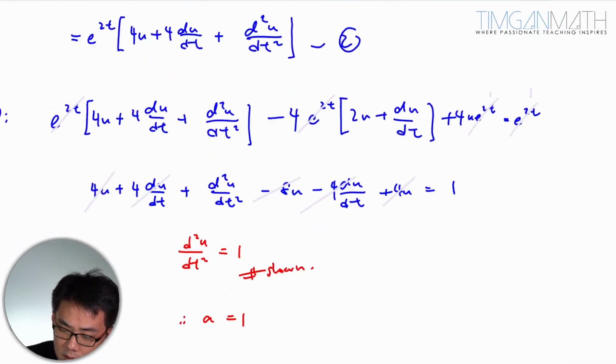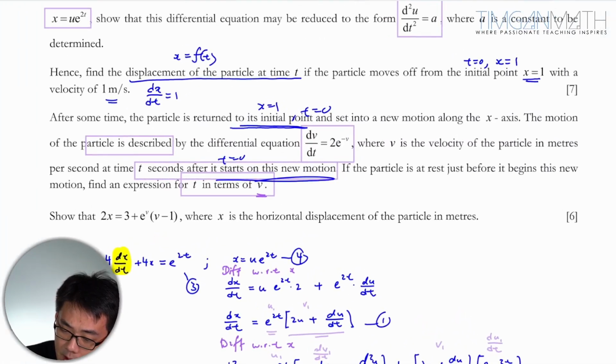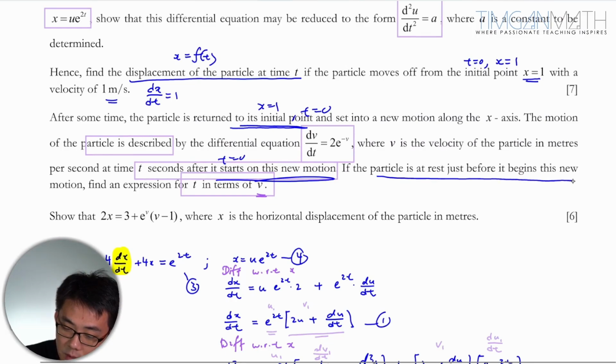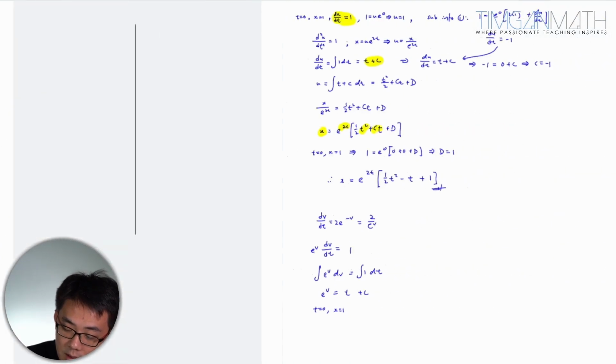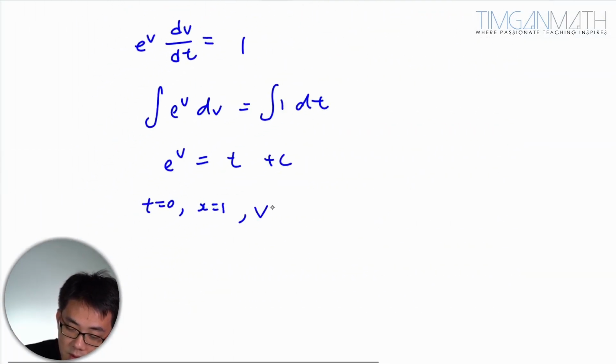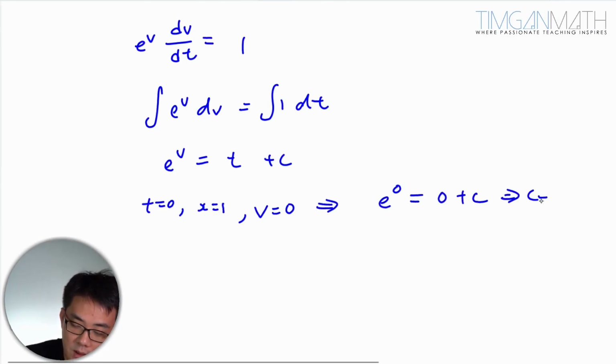What is v? Particle is at rest before it begins a new motion. V is the velocity. Okay, so v is 0. It's at rest, right? So x equals 1, t equals 0, so v is also 0. So this will give us e to the 0 equals 0 plus c. So c is equal to 1. So e to the v is equal to t plus 1.